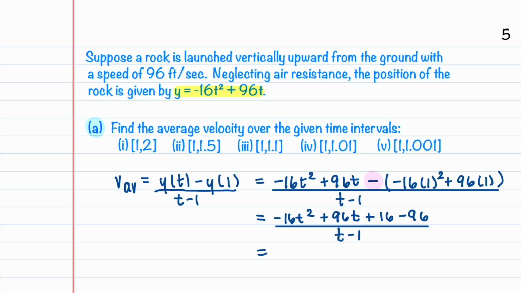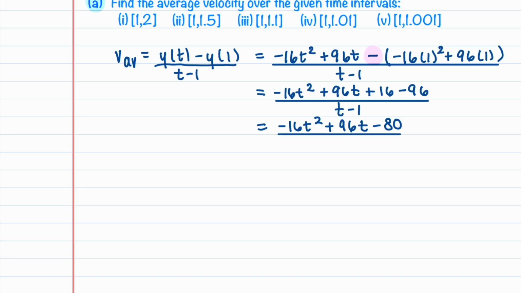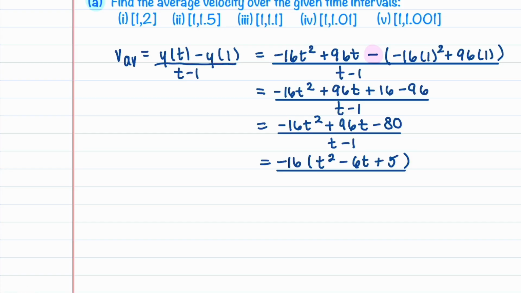Simplifying further, this gives us minus 16t squared plus 96t minus 80, and that's all divided by t minus 1. Now we need to factor this quadratic. Notice that 16 is common to all three terms, so I'm actually going to take out a minus 16. So we get t squared minus 6t plus 5, because 16 times 5 is equal to 80. And our denominator stays the same, t minus 1.